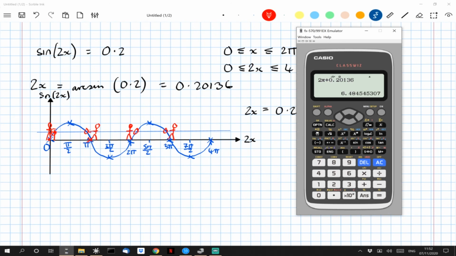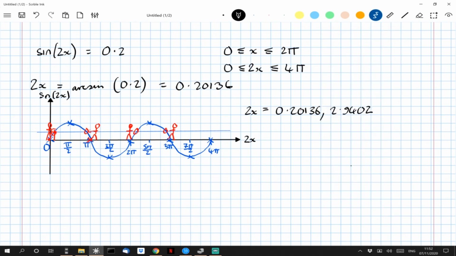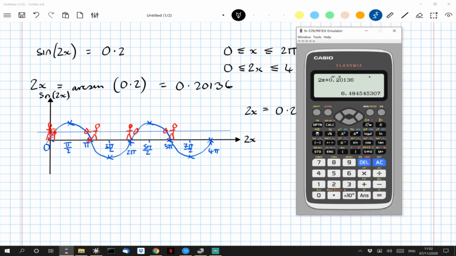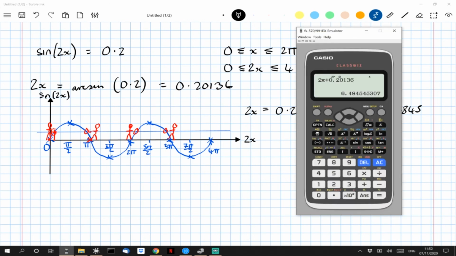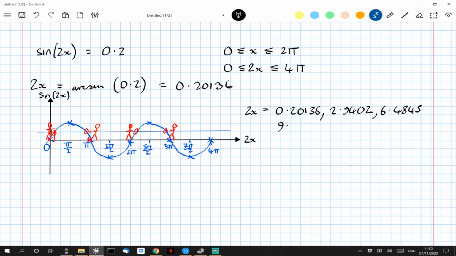So I'm going to do 3 pi. Oh, I haven't written the solution for 2 pi plus yet. 2 pi plus is 6.485. Or rather, keeping the number of decimal places consistent, 6.4845. And then the final solution, 3 pi take 0.20136, 9.2234. That's still not the answer yet, because that is all the answers for 2x.